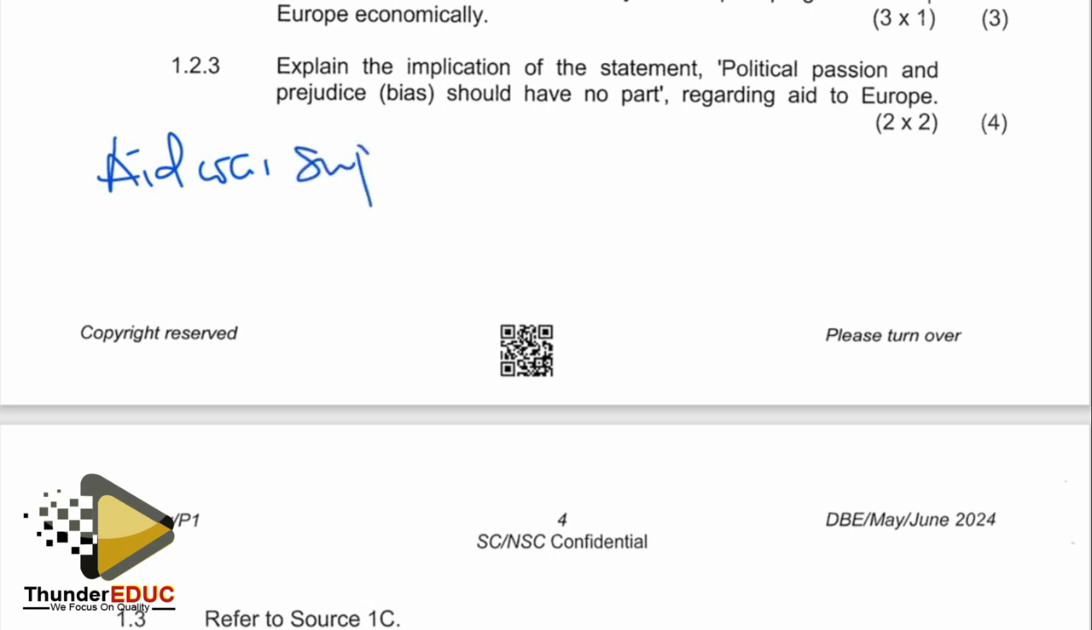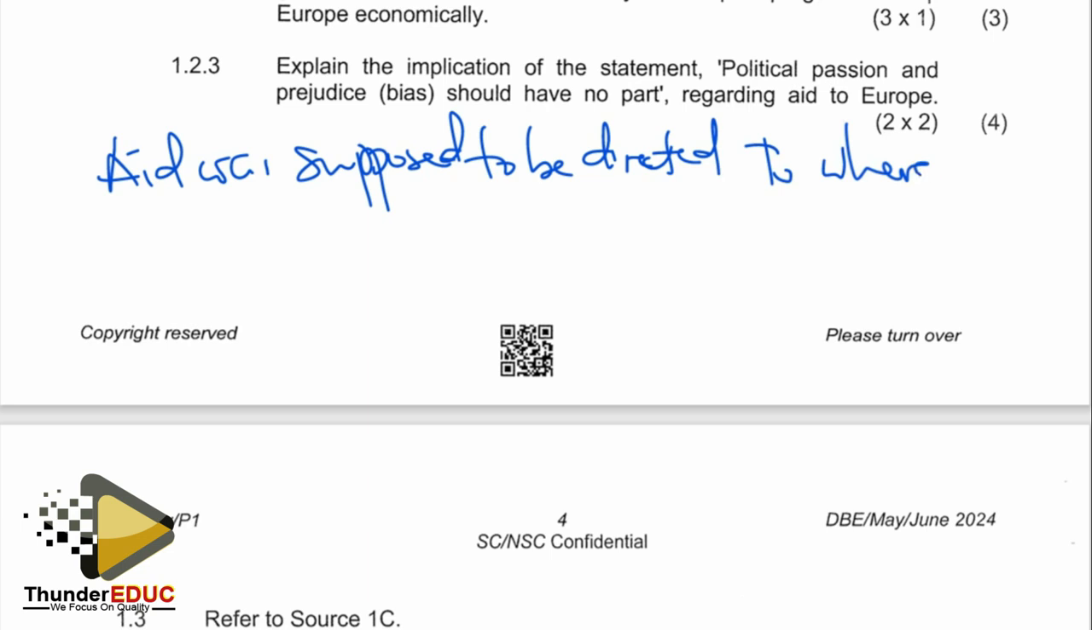The aid was supposed to be directed to where it was needed, or to be specific, where it was needed most. We're not supposed to be worried about political passion. We're not supposed to be having bias or prejudice. We're supposed to just assist whoever was in need of assistance. That was the original plan of the Marshall Plan. That was the original direction of the Marshall Plan.